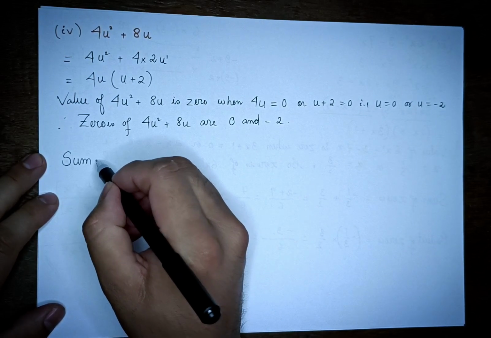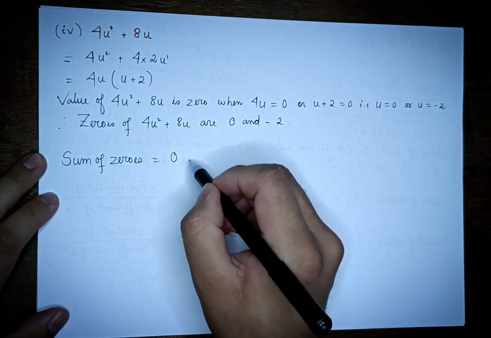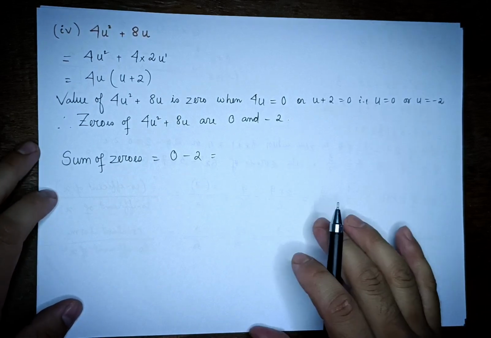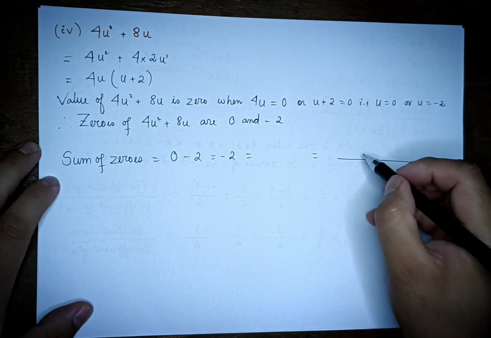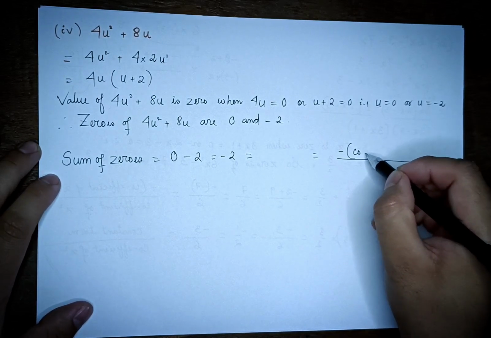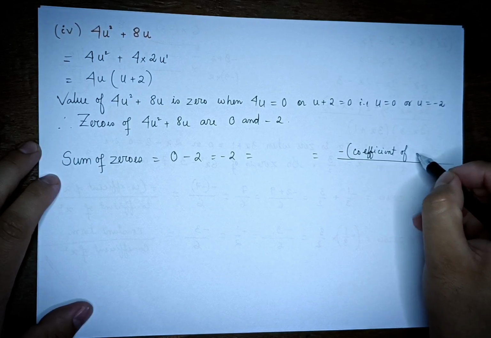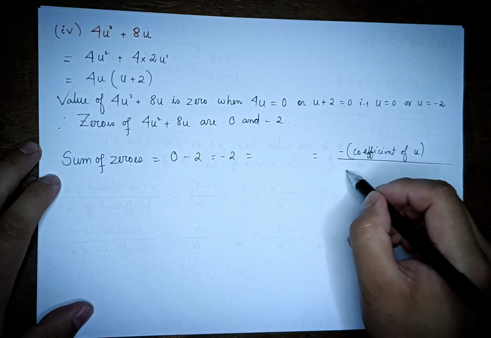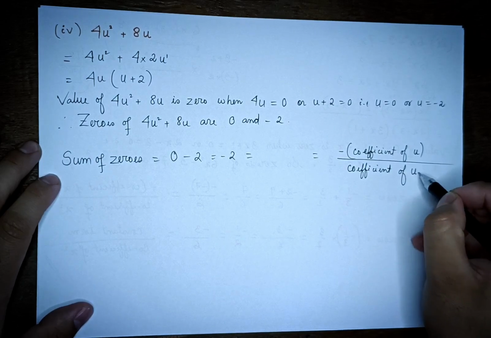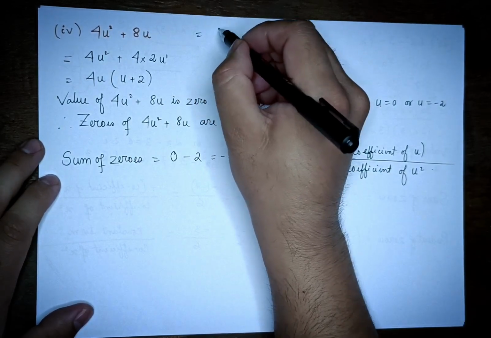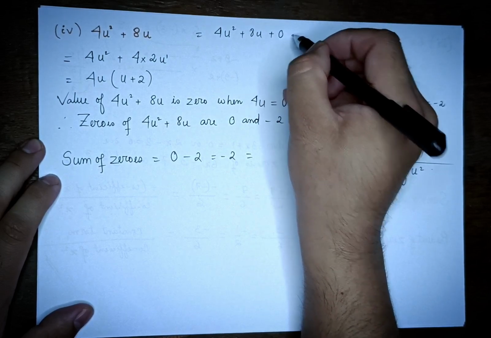We know that sum of zeros is equal to 0 plus minus 2, which gives minus 2. Leave a blank here and write, we know that the sum of zeros is equal to minus of coefficient of u divided by coefficient of u square. Here this can be written as 4u square plus 8u. There is no constant term, so I add plus 0.